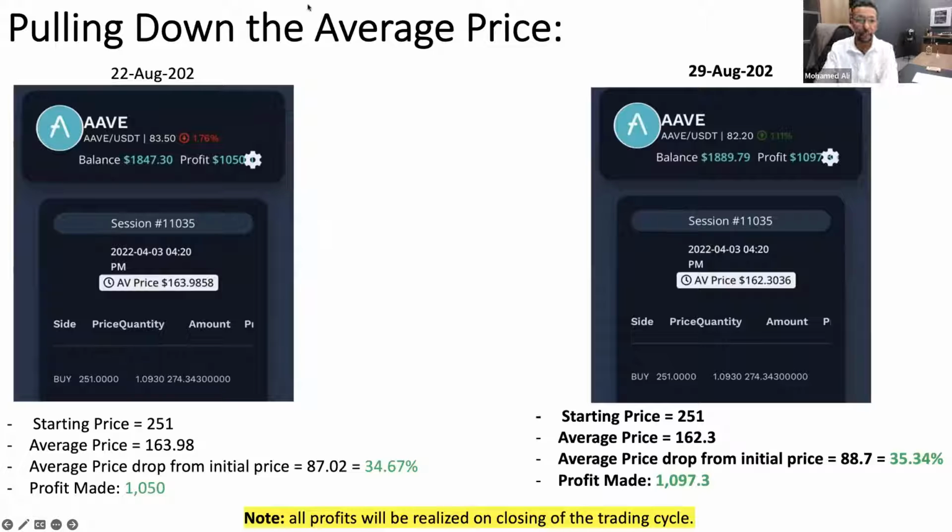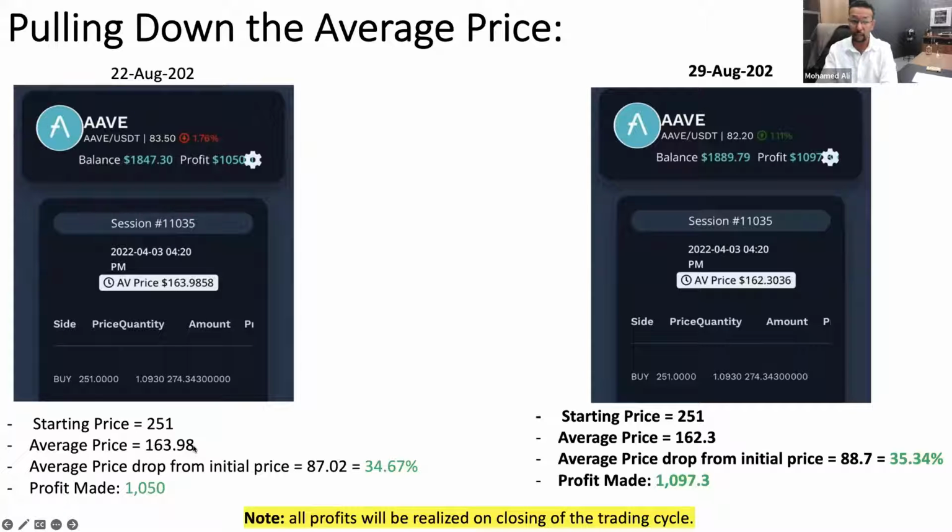Pulling down the average price. This is the same AAVE coin that we were following since the beginning. This is last week's result on 22nd of August, the last Monday. If you see the analysis down here, the initial price is the same, 251, when it started back on, I think, 3rd of April. And the average price was 163.98.